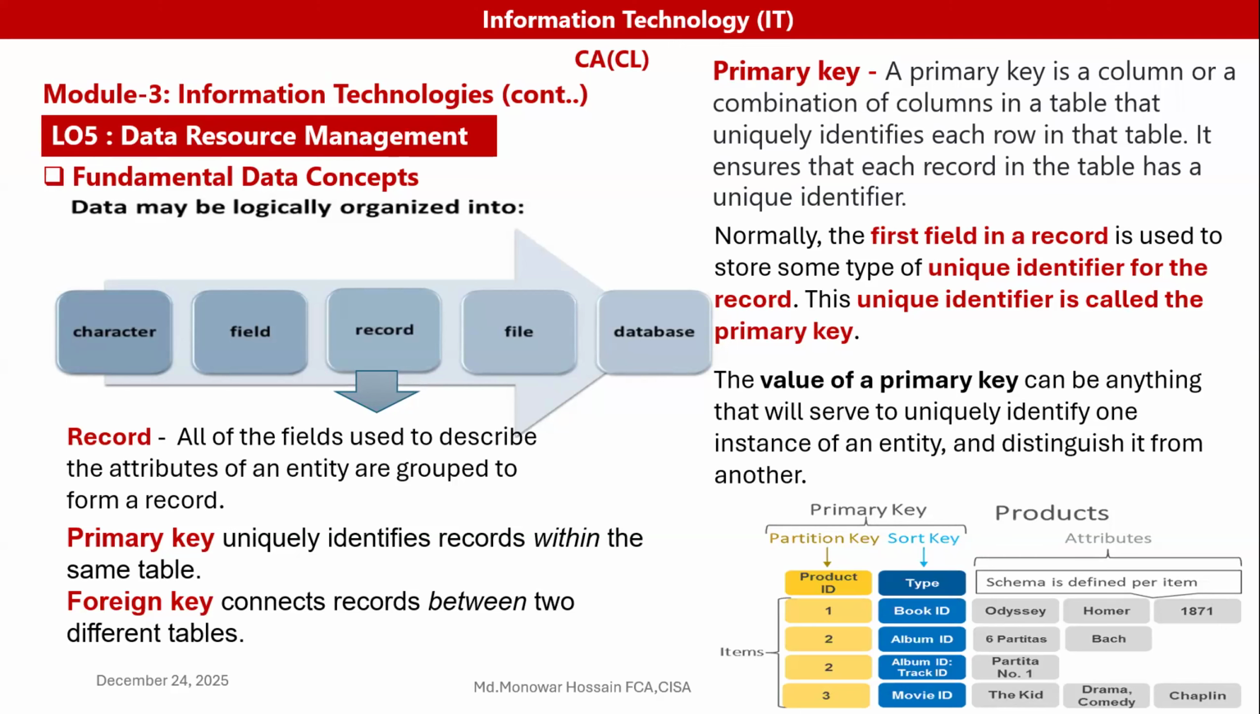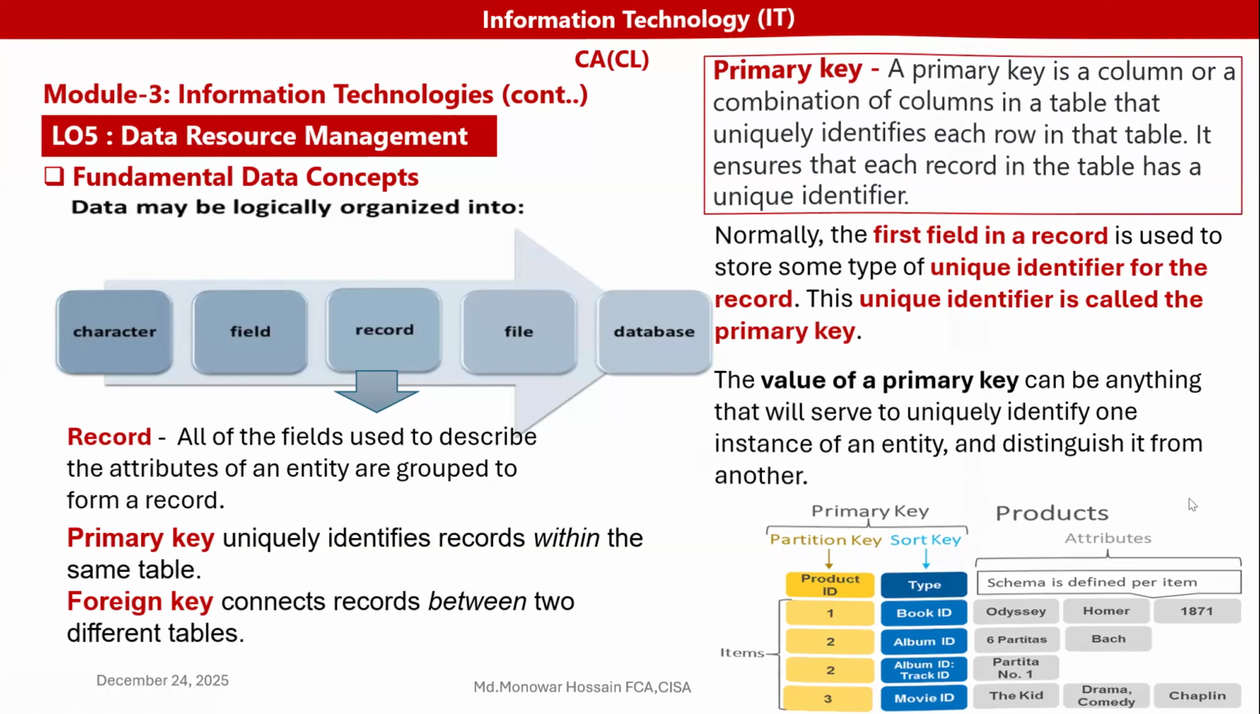We know the value of a primary key can be anything that serves to uniquely identify one instance of an entity. Your roll number or your registration number can be a primary key. If we see here, the primary key, for a product, would be a product ID like 1, 2, 3, and that links to the item here.